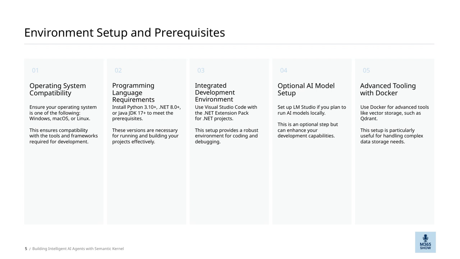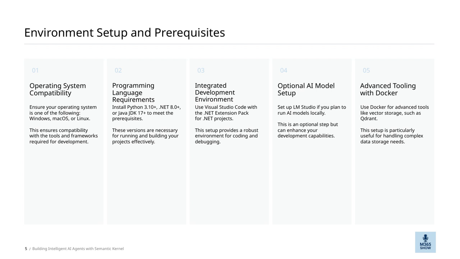Moving on, I suggest using Visual Studio Code with the .NET Extension Pack for your .NET projects. This setup offers a robust environment for coding and debugging, making your development process smoother. Now, regarding programming languages, you'll need to install Python 3.1 or higher, .NET 8 or higher, or Java JDK 17 or higher. These versions are essential to ensure your projects run smoothly and are compatible with the tools we're using.